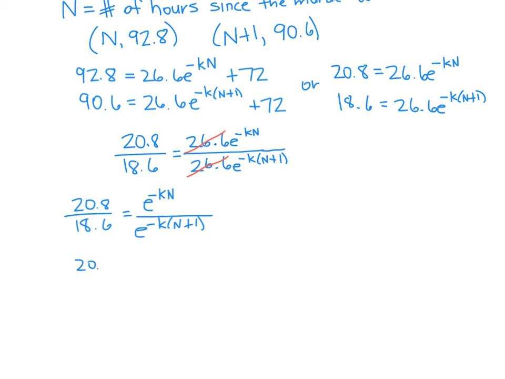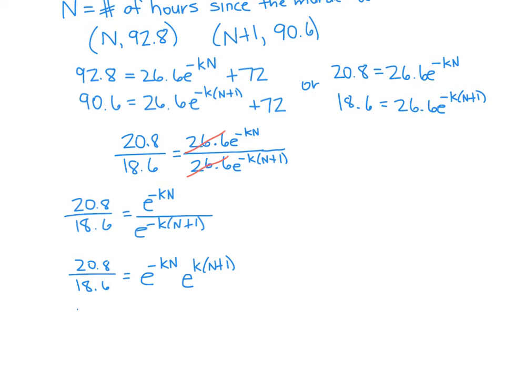So then when we do that, we still have the 20.8 divided by 18.6 on the left. So then on the right we have an e to the negative k times n. Then we're going to bring that denominator to the top, and it's going to make it a positive k times an n plus 1. Now what we can just do is distribute that k through the parentheses.